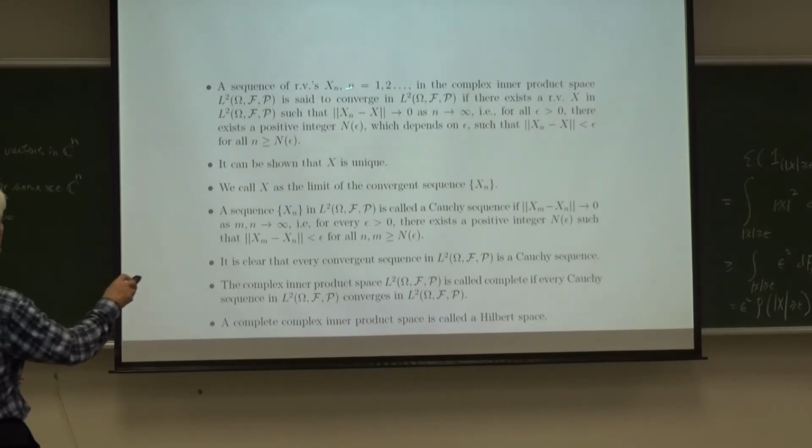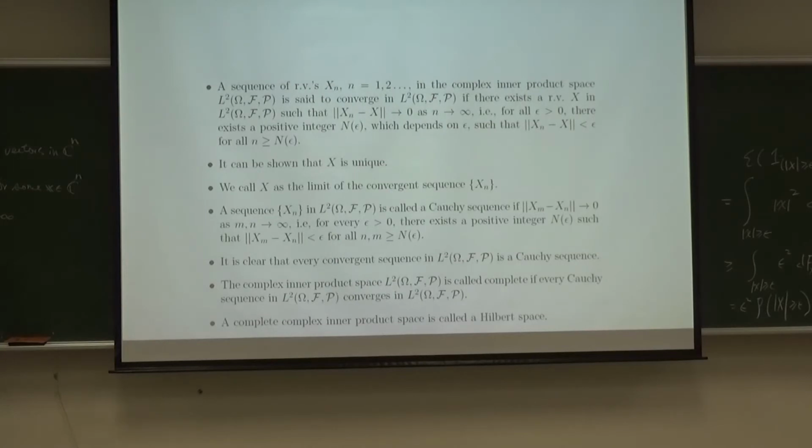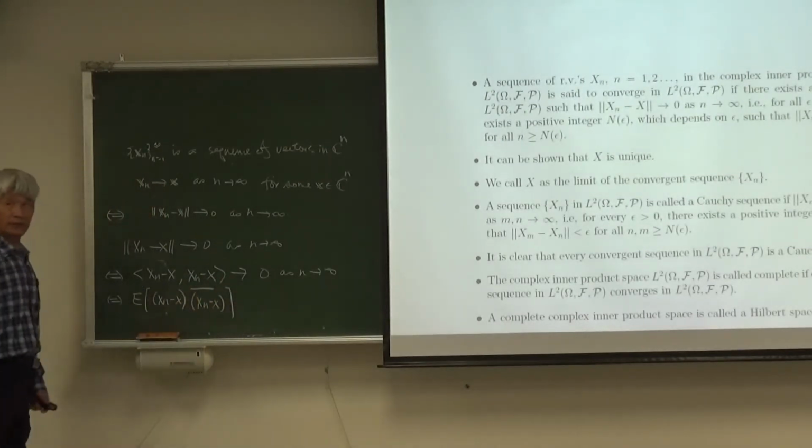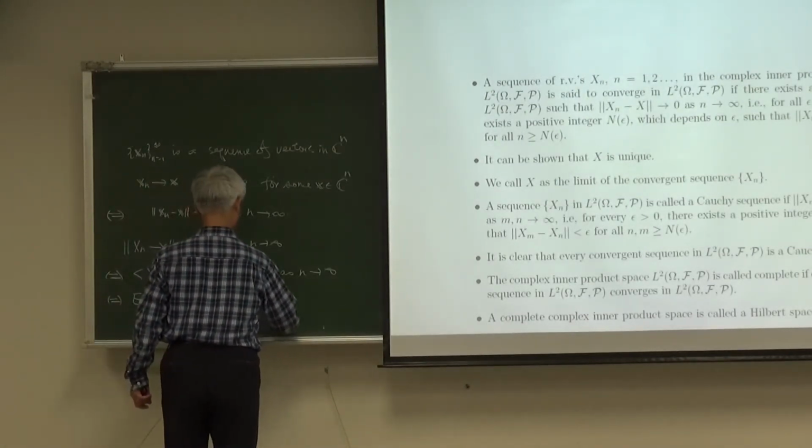So what is the distance measure for random variables? We say that the norm of Xn minus X goes to 0. That means that the inner product of Xn minus X with Xn minus X goes to 0 as n goes to infinity. So what does that mean? This means that the expectation of (Xn minus X) times the conjugate of (Xn minus X) goes to 0 as n goes to infinity.